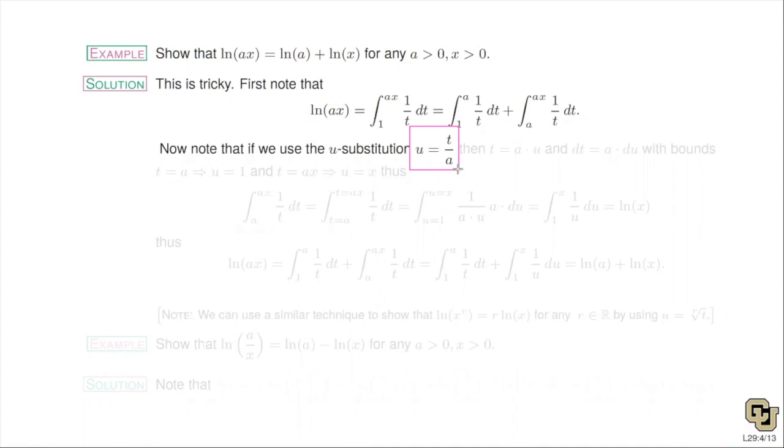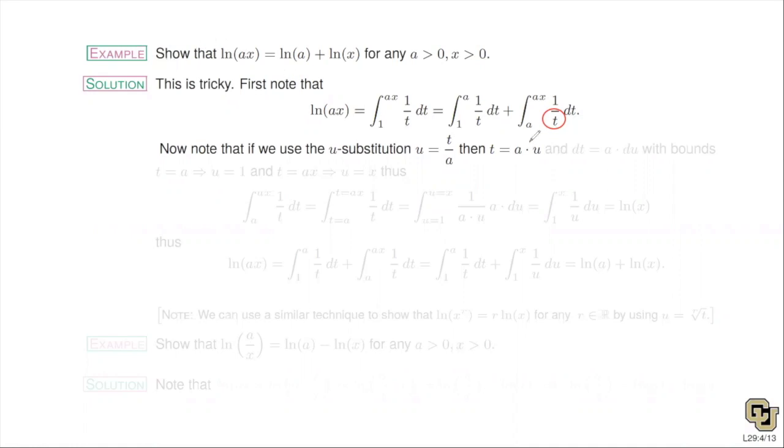I also kind of knew where I was headed, so anyway, if we let u equal t over a, be very careful. t is a variable, u is a function of t, but here a is a fixed constant, okay? So yeah, in my integral, I have the expression t. So let me solve this for t. So here, t equals a times u.